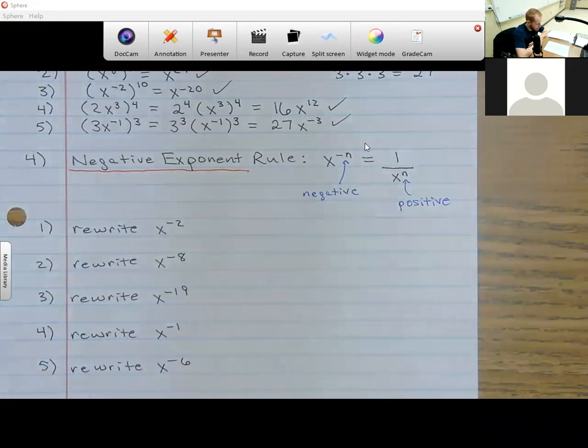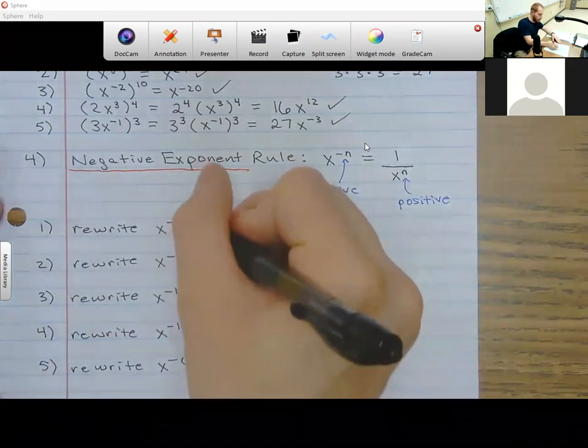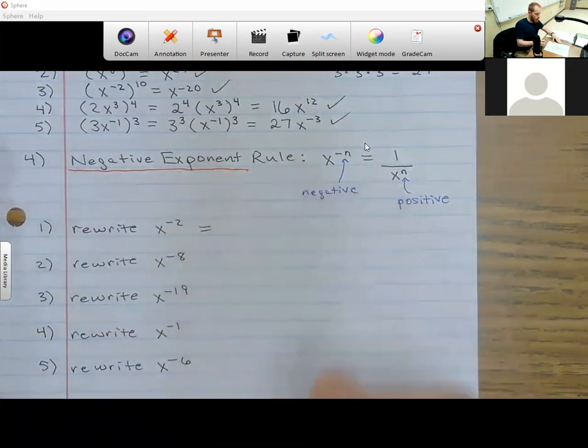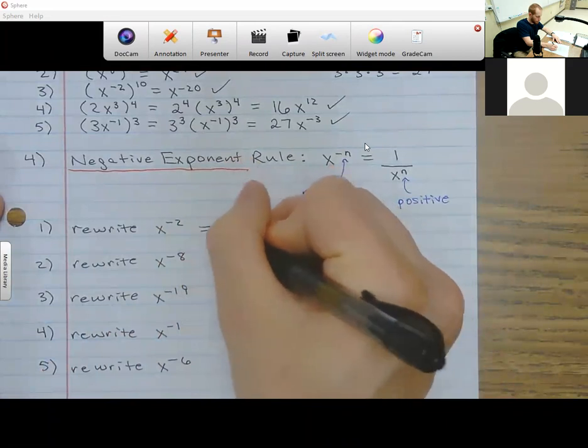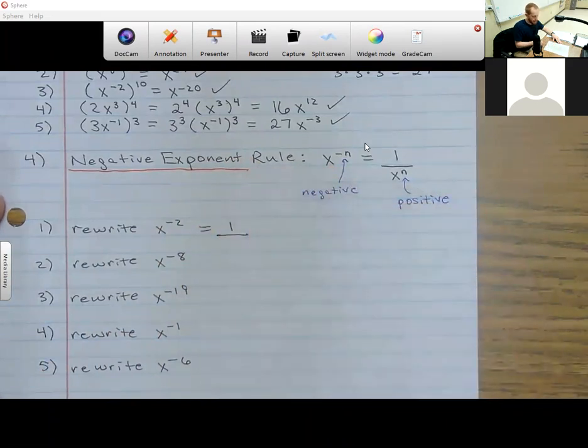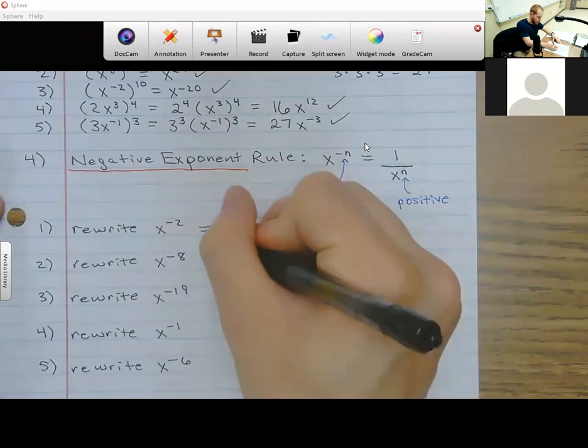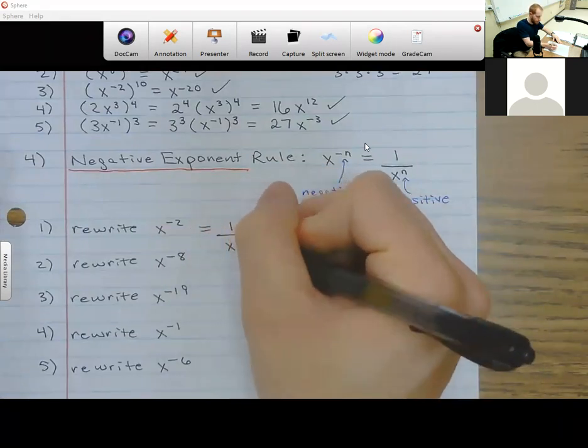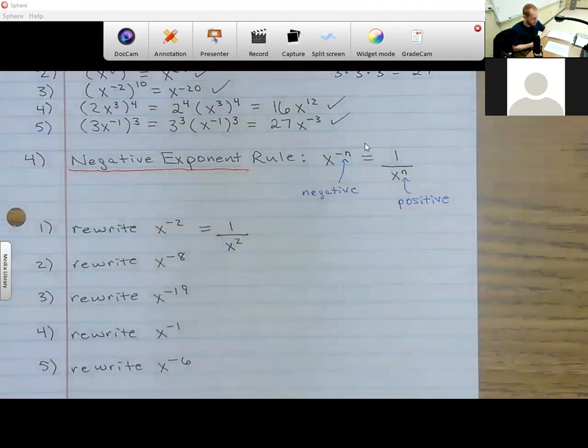And when you do this one, you start off with a negative number. So I'm going to draw my equal sign. I'm always going to put 1 at the top because positive 1 is always at the top when you do these kinds of problems. And it's going to become a positive 2 at the bottom. So you're going to have x squared at the bottom. And make sure you put that x with your answer or it's going to be wrong. Okay? Same thing with number 2.